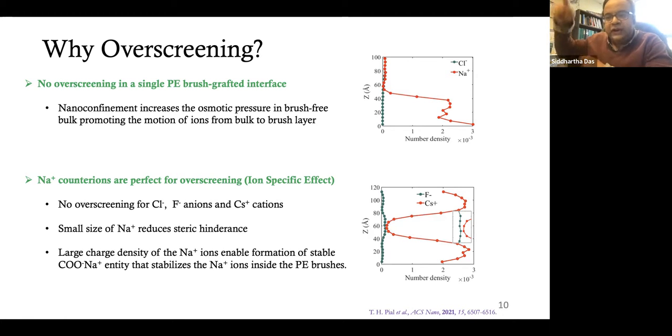So that hydrogen gets replaced by the Na plus. In that way, it becomes more stable. To understand that only sodium ions do such a thing, we checked, for example, what happens for cesium fluoride. For cesium fluoride, we find that cesium does not show that preference, for both reasons: it is not as small as sodium, and it doesn't have such a large charge density, so it cannot get stabilized by forming COO minus Cs plus.